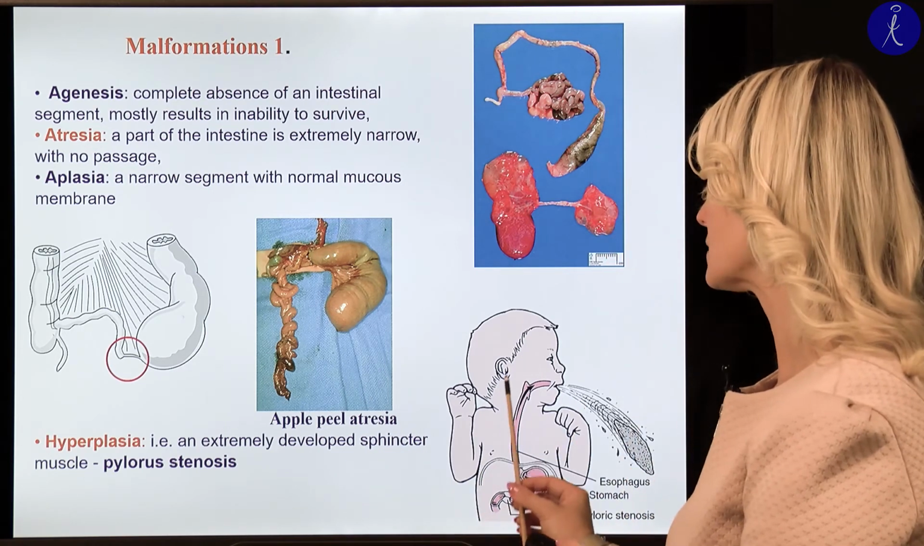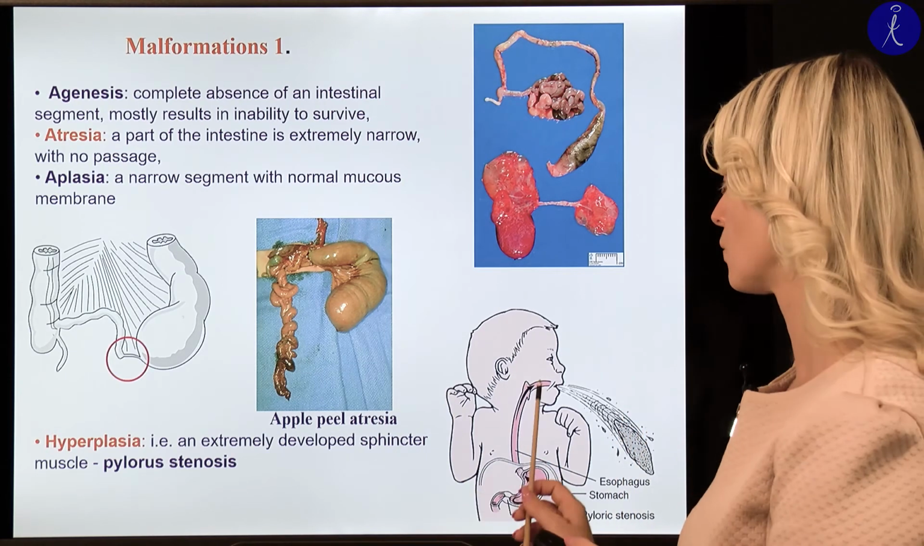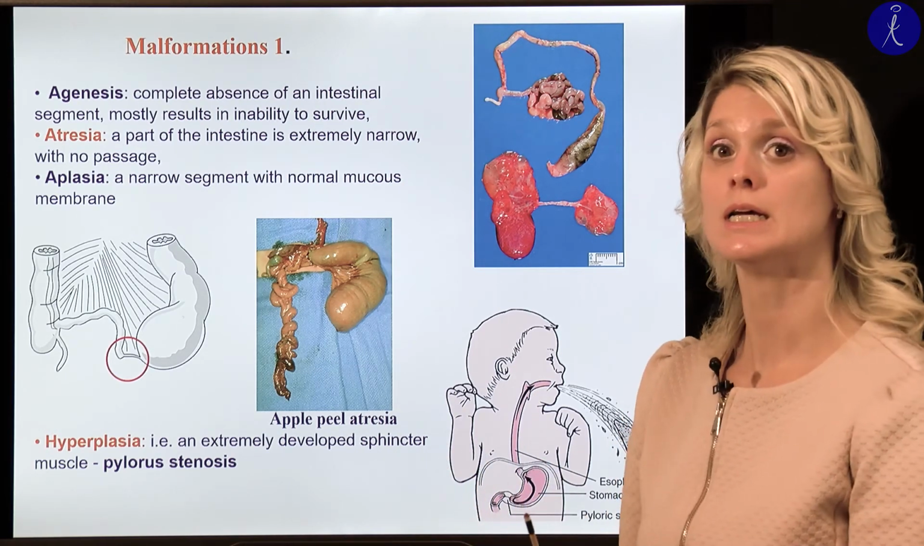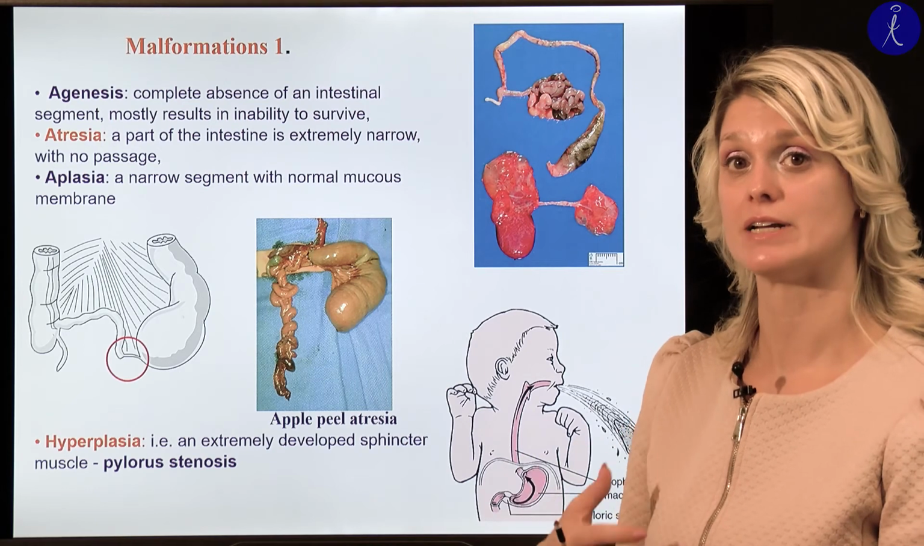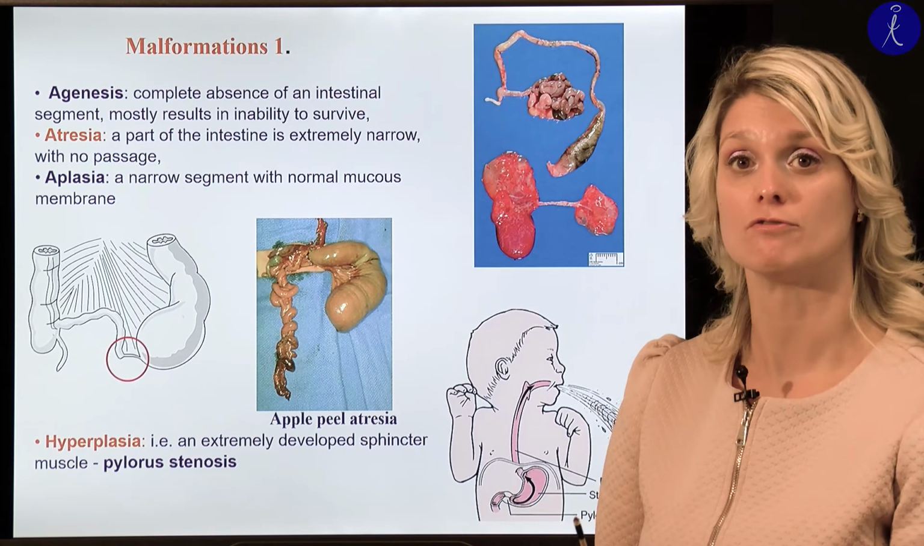hypertrophied, and that's why here you can see the main symptom of the small newborn. They have very active, very intensive vomiting.